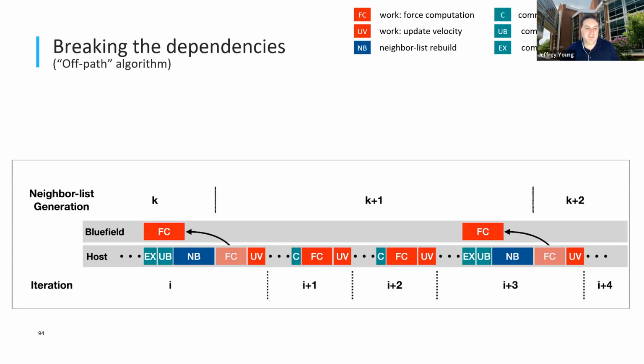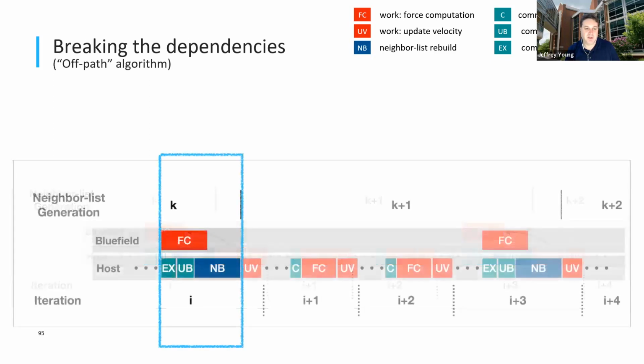So when we think about breaking dependencies, one thing that we can do is take that actual computation and potentially move that to the BlueField. And so in what we call the off-path algorithm, that's exactly what we did. We took the force computation and did that in parallel with some of the other processes. Obviously the neighbor build creates a dependency on upcoming iterations, but for the current iteration, it doesn't introduce a dependency there. So these two pieces of work can execute in parallel. But you'll notice that we left the neighbor build on the host because the host is better at performing that type of operation.